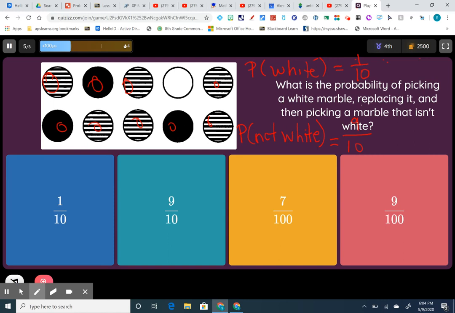So easy peasy. We multiply our 2 fractions. We have 1/10 times 9/10. 1 times 9 is 9. 10 times 10 is 100. That is the simplest form of that fraction, 9/100.